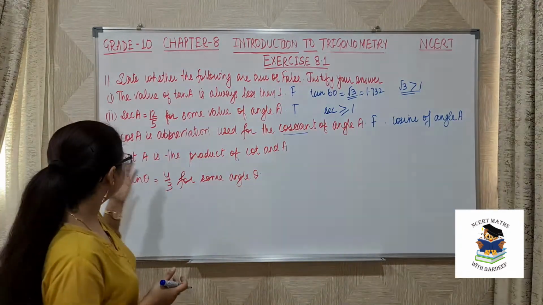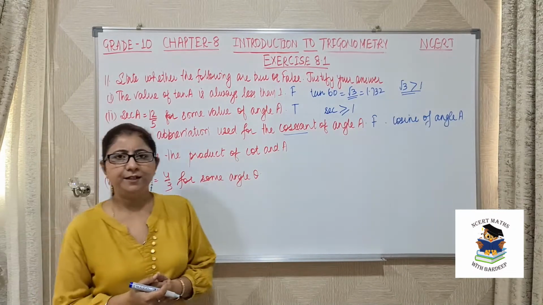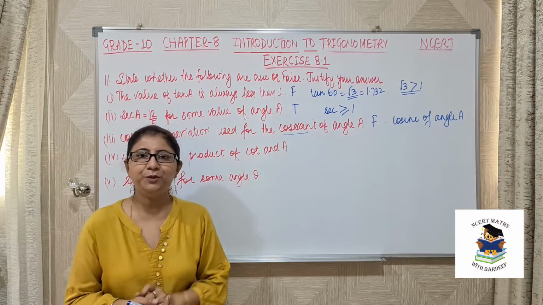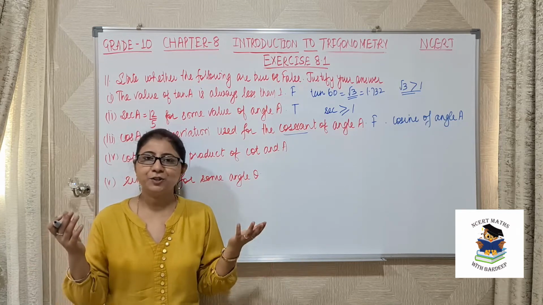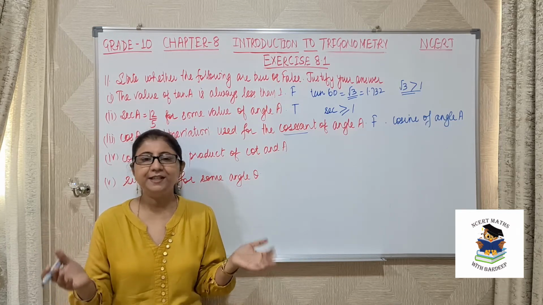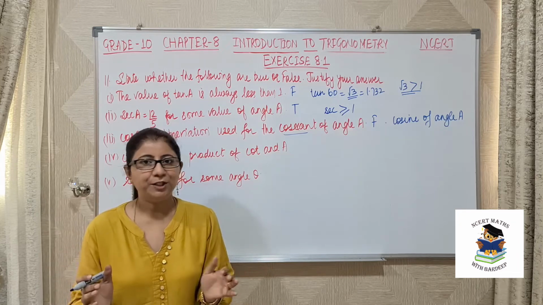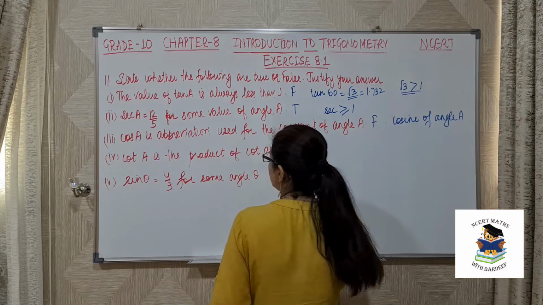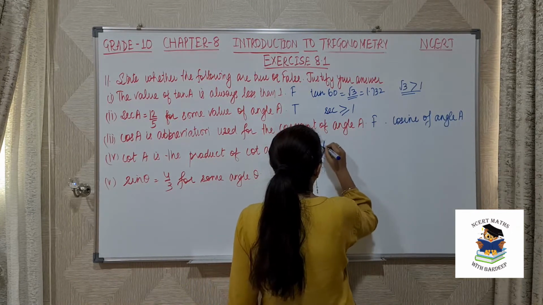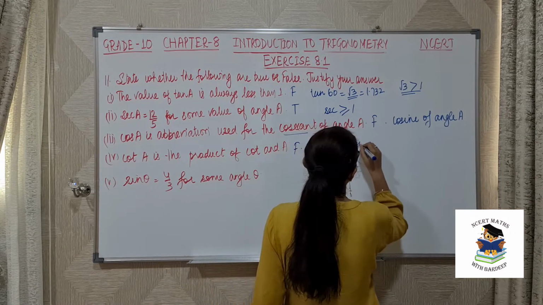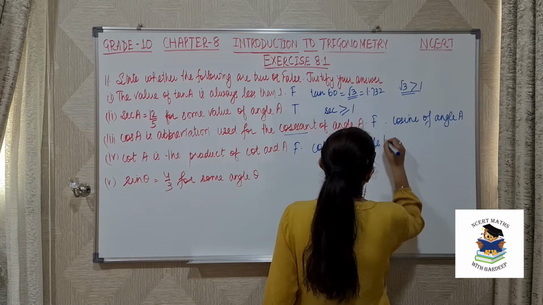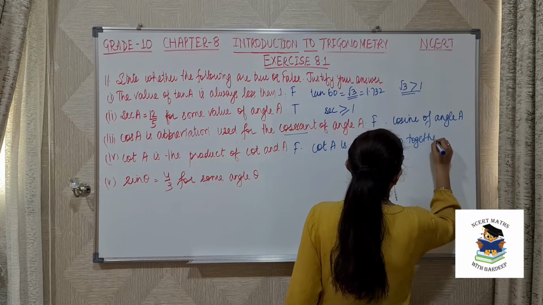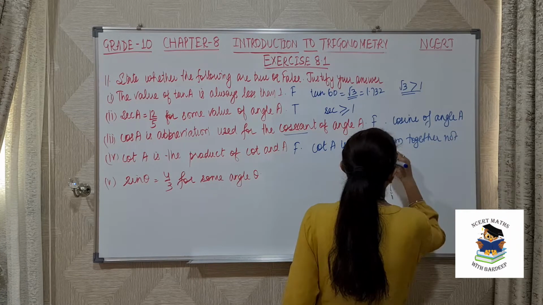Right? So fourth is cot A is the product of cot and A. Is it so? No. As already explained in the introduction video, cot and A has no meaning separately. Cot A is a single term. It's not a product. So this statement is false. And what justification will you give? Cot A is a single term together, not a product.